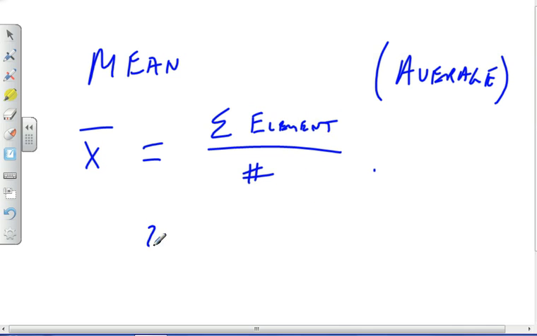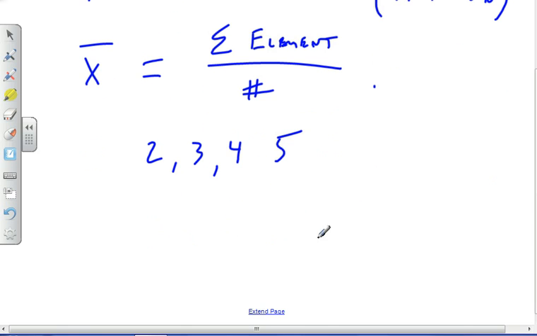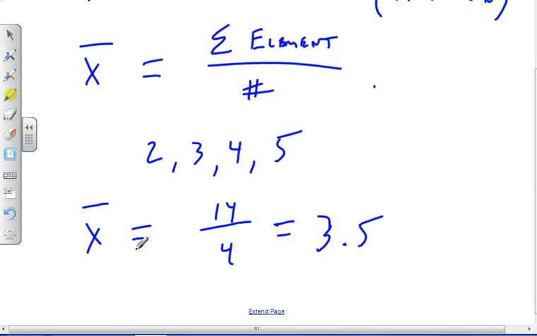So if I have 2, 3, 4, 5, then I'd say the mean of those numbers would be 14 divided by 4, 3.5. And if I brought my calculator with me, which I can't because I left it in either Michigan or Connecticut, I could show you how to enter the 3, 4, 5 into your calculator and have it tell you what the mean is.